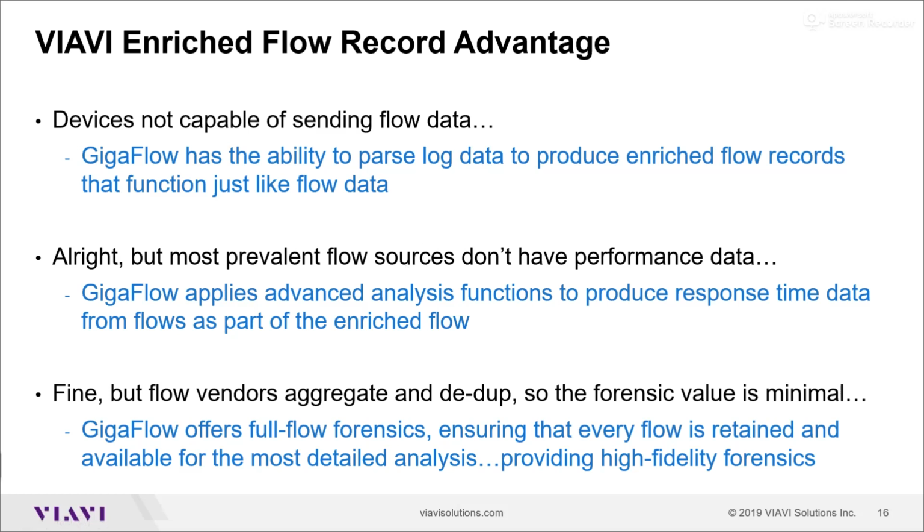You lose the value. GigaFlow, and what we're going to be talking about and what Mike's going to be showing, offers full flow forensics. That literally means that every flow in its native form is being retained for the most detailed analysis, high fidelity forensic insights. Whether you're troubleshooting performance, availability, error-based conditions, security vulnerabilities, you've got all the detail all the time. You're not losing data due to some deduplication schema or aggregation schema that I'm sure sounds great on paper, but at the end of the day, sacrifices the ability of the technology to provide answers when you need them.